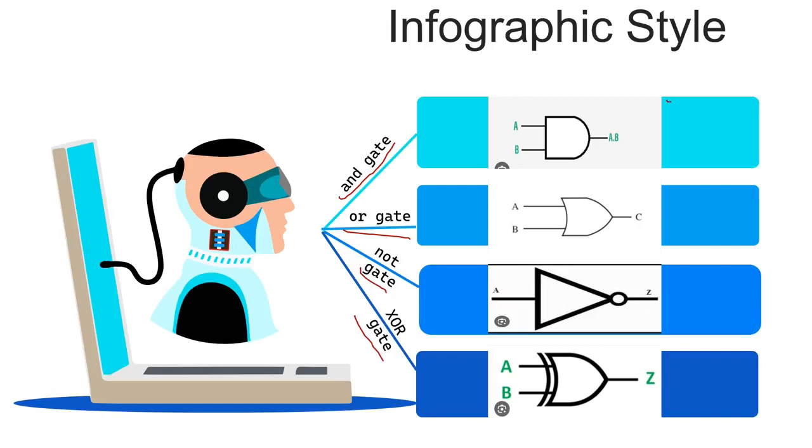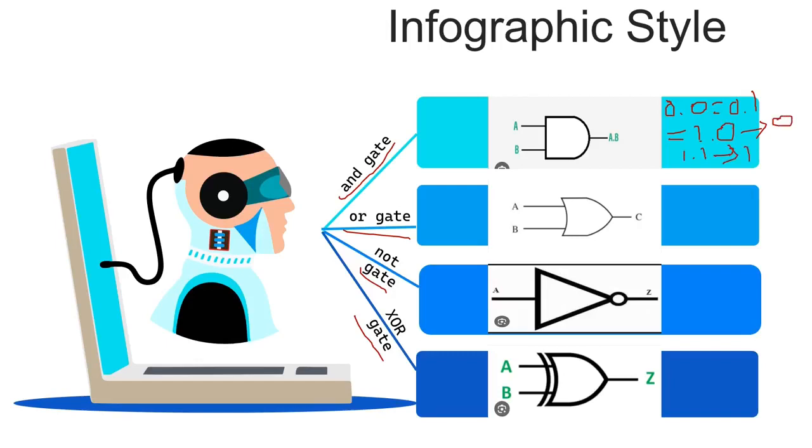If both the inputs are 0 0, or if it is 0 1, or if it is 1 0, then the output will be equal to 0. Then if both the inputs are equal to 1, then only the output will be 1.